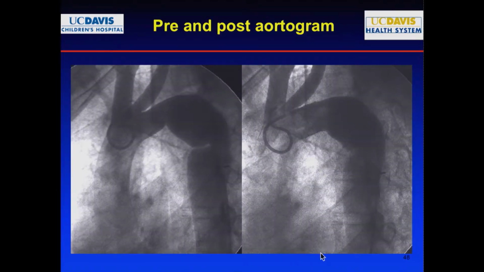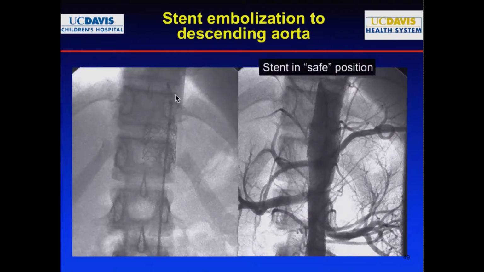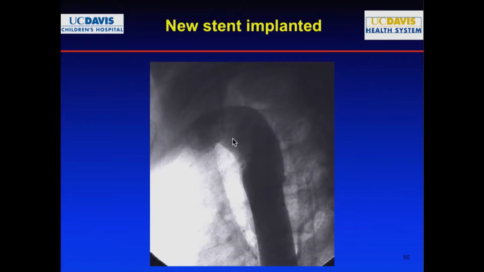And this is what it looks like. Now, of course, that same patient later on, it fell into the aorta. The proximal stent embolized. At least it's in a safe position. You take a picture, it's not blocking any flow. You can leave that alone. You go back in and put another stent in. So again, if you can't reposition it, put it into a safe position.